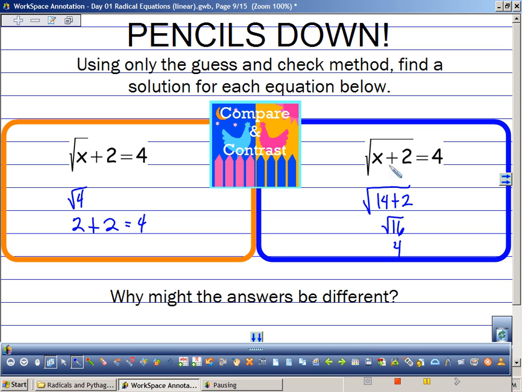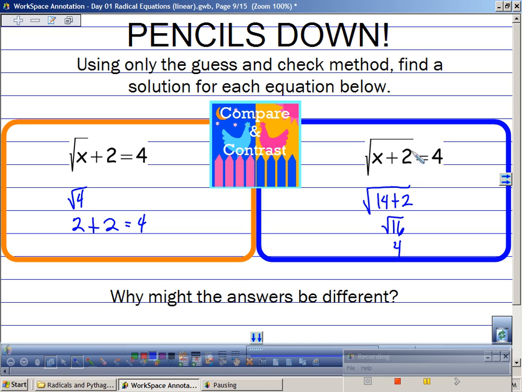Why are the answers different? Because we were guessing and checking. I know that 4 is whatever the square root of this number is. The square root of 16 is 4, so I know that I must need 14 plus 2 to make 16. I'm going to show you another method, but that was just in your head.